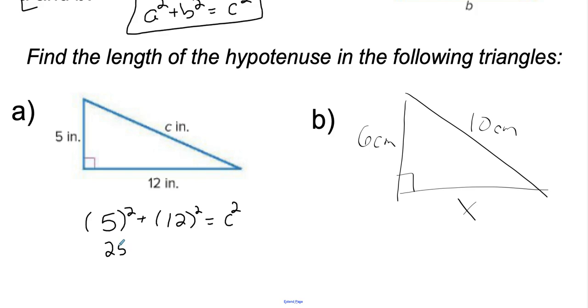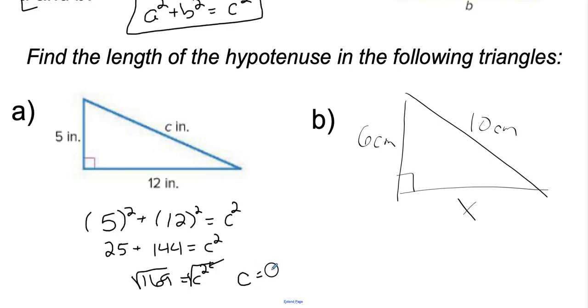So that's 25. That's 144. Hopefully you knew those off the top of your head. So this is a 169 equals c squared. And then we have to undo a square. Okay, this is another algebraic operation. We have to square root both sides, and that'll undo the square.